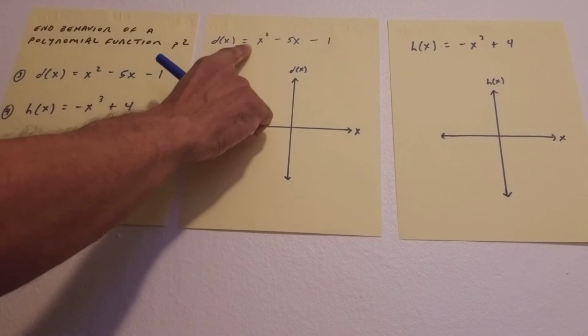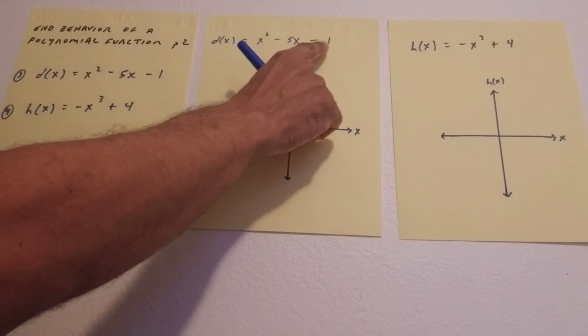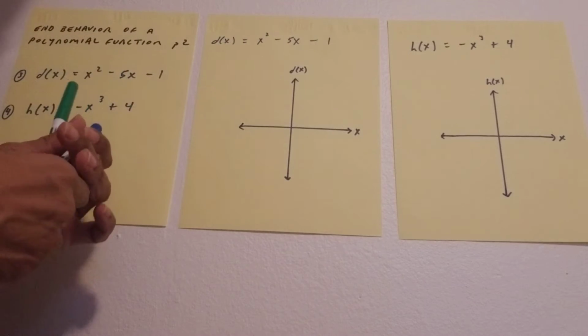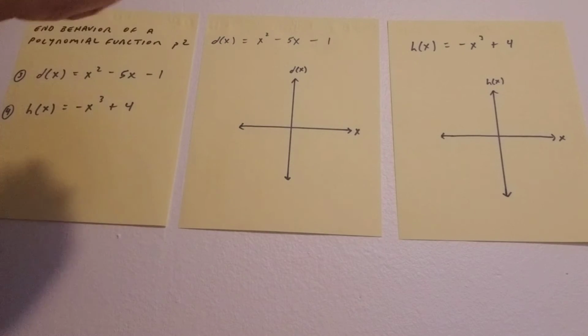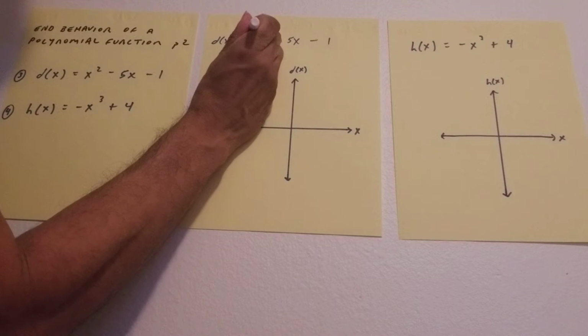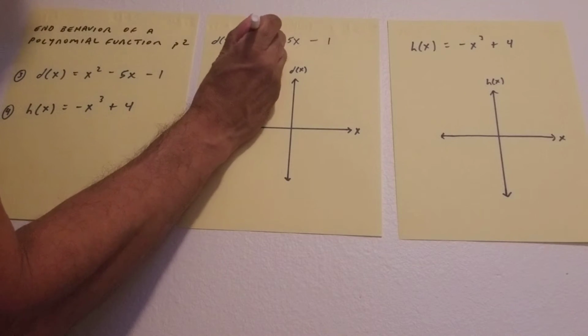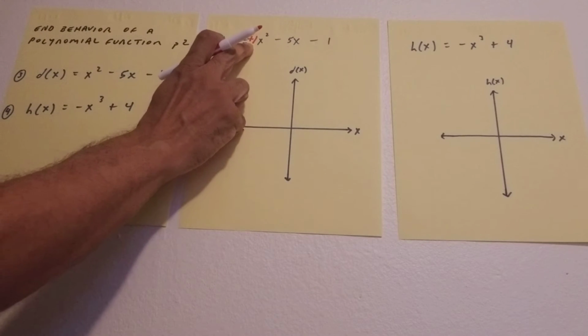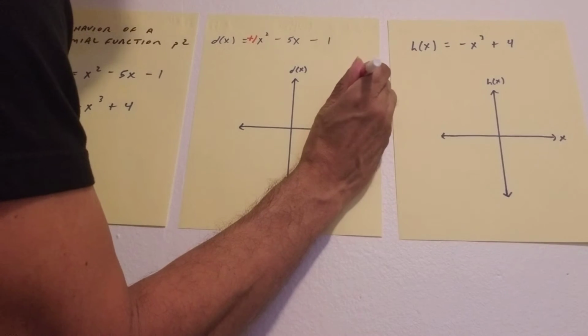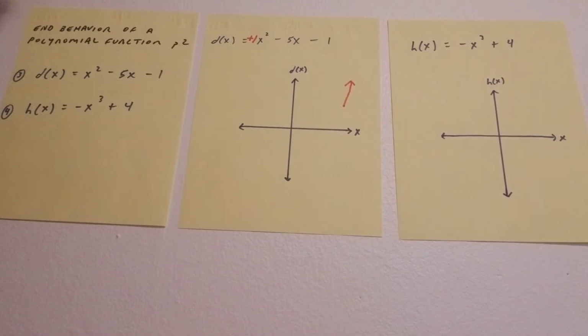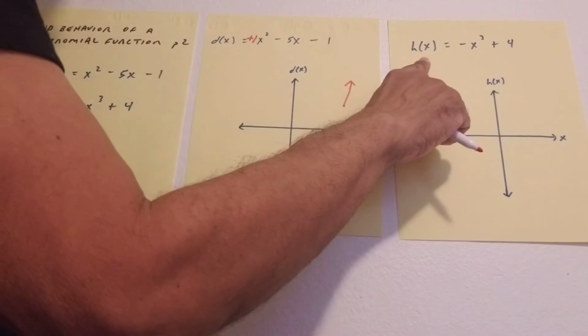d of x equals x squared minus 5x minus 1. Again, let's look at the leading coefficient of this polynomial. It is positive 1. When the leading coefficient is positive, then the right end of the polynomial graph is going up.